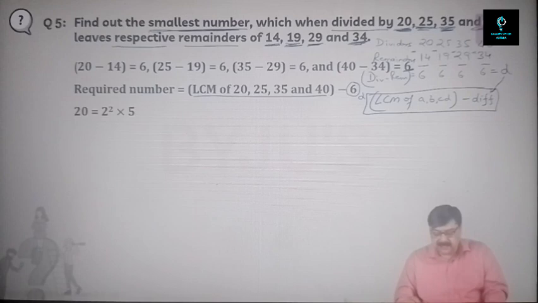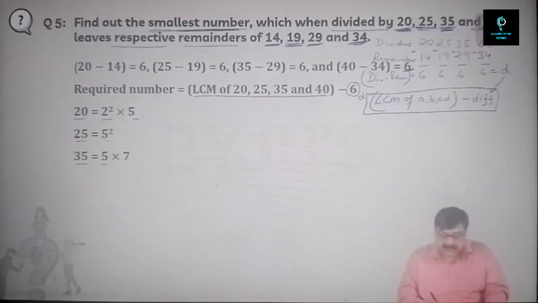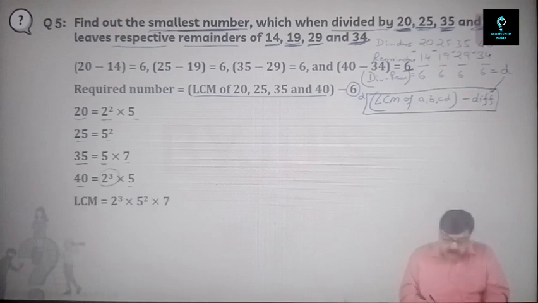So let us take the LCM here now. 20 is 4 into 5. 25 we know is 5 square. 35 is 5 into 7. And 40 is 8 into 5, so 2 cube into 5. So the highest power, 2 power 3, we have here. 5 square we have taken here. And then 7 we are taking here.